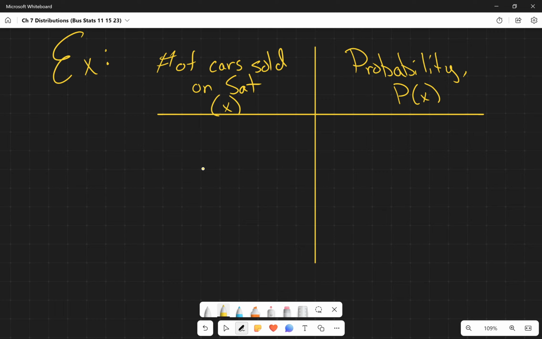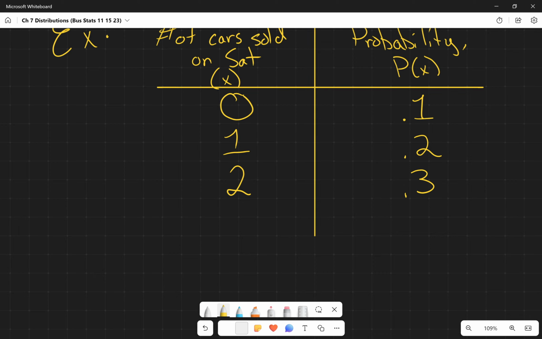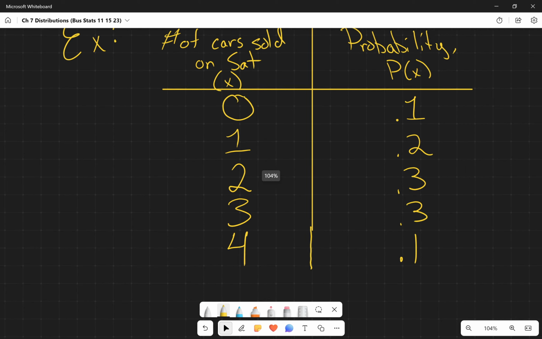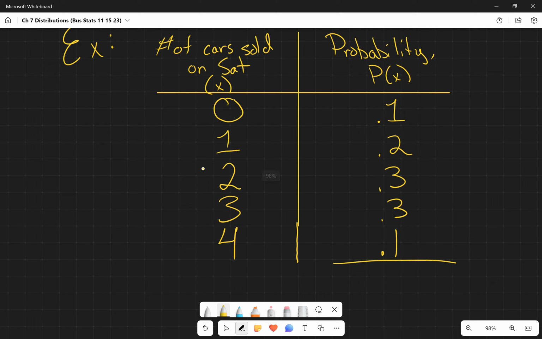So we have 0 cars sold, probability. He's gathered some data, figured out 10% of Saturdays, he sells 0 cars. 1 car sold, 20% of Saturdays. 2 cars sold, 30% of Saturdays. 3 cars sold, 30% of Saturdays. 4 cars sold, 10% of Saturdays. Do all these add up to 1? You betcha.